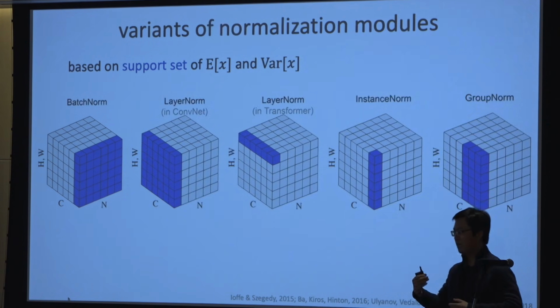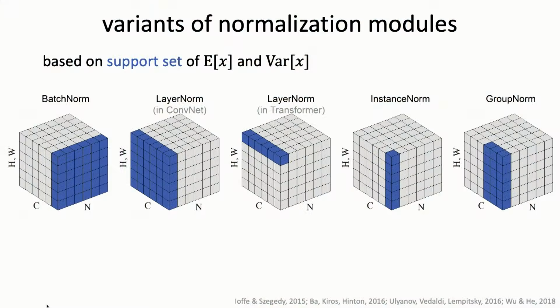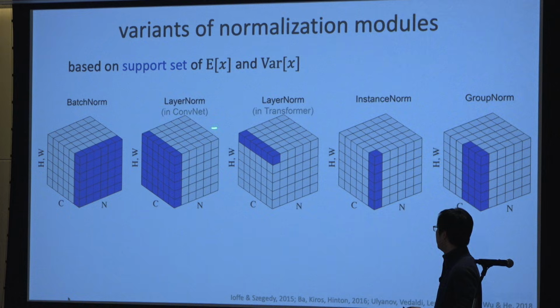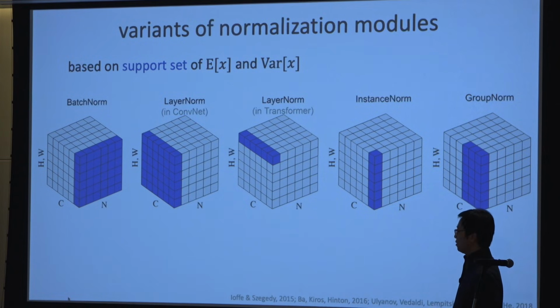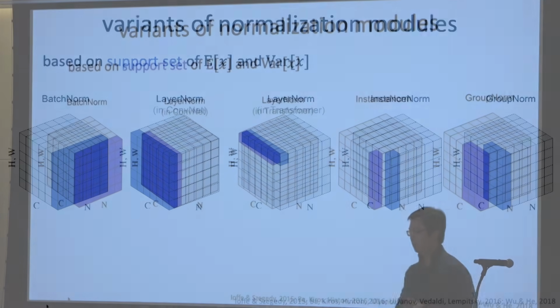Then there are also many other types of normalization layers. They only differ in the definition of the support sets. And today, one of the most popular choices for us to use, or perhaps the default choice for us to use, is the layer normalization operation. It is also worth noticing that its definition in ConvNet or in transformers can be slightly different.